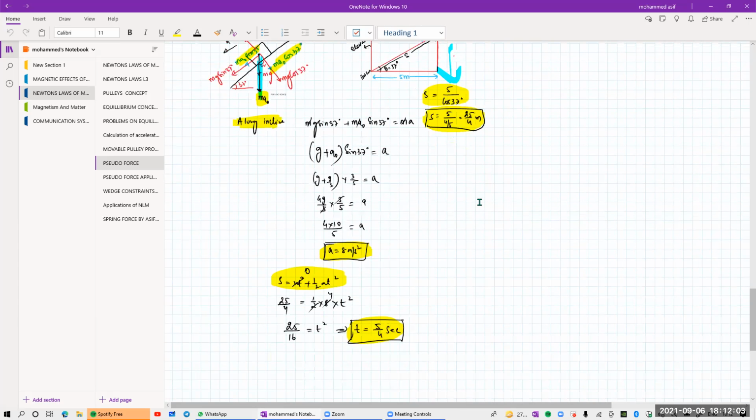Meter is your displacement. So I'm using the kinematic equation: S is equal to ut plus half at square. So S is equal to 25 by 4. Initial velocity is 0. Half into acceleration, I got 8 meter per second square, into t square. Simplify it, we'll get the time for that part.